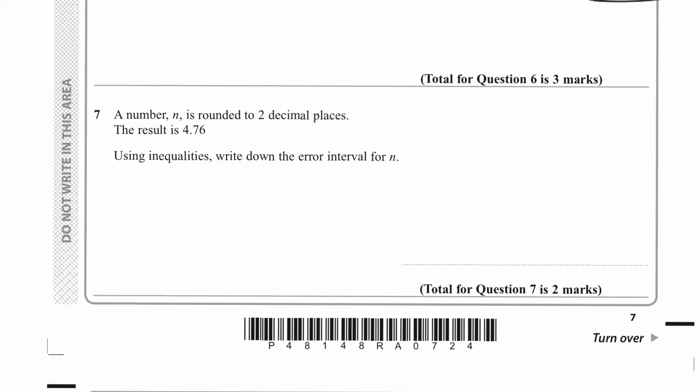To work out what range it could be, the lower end would be 4.755 and the upper end would be 4.765, because it could be anywhere up to 4.765, but not actually 4.765, because if it was 4.765, then it would round up to 4.77. So how we write this as an inequality is you would have your n in the middle. It could be equal to 4.755, but remember it cannot actually be equal to 4.765, just between that range.